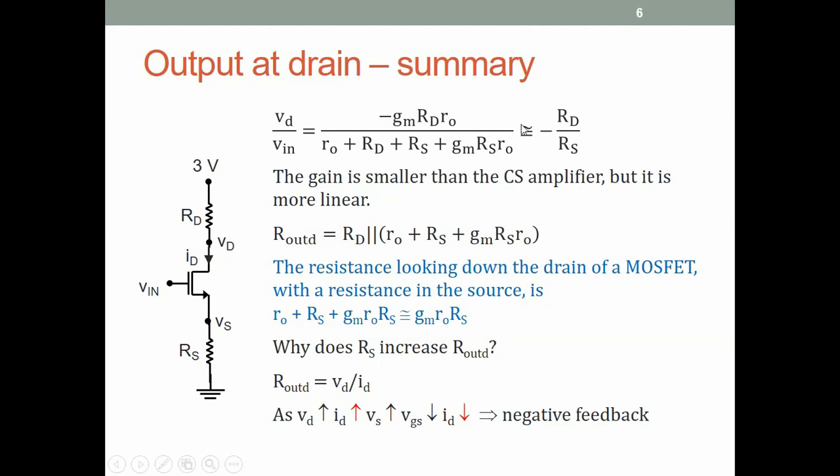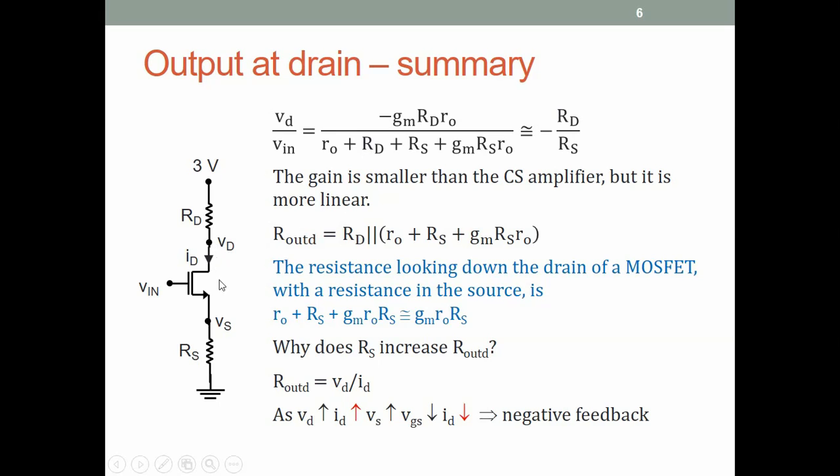So there is still some nonlinearity here, but it is less so compared to the one without RS. All right. Look at the output resistance. As we just saw, the output resistance is RD parallel something. So you look at this circuit, the resistance looking into the drain is the resistance looking up from the drain, which is RD, in parallel with the resistance looking down from the drain.